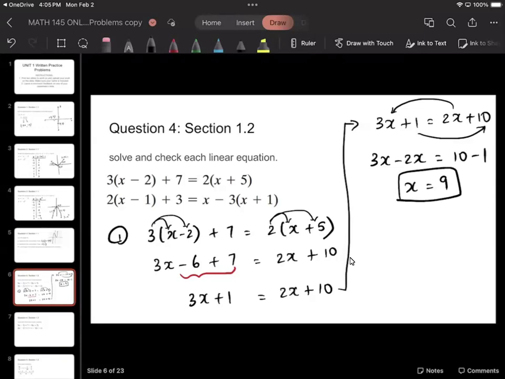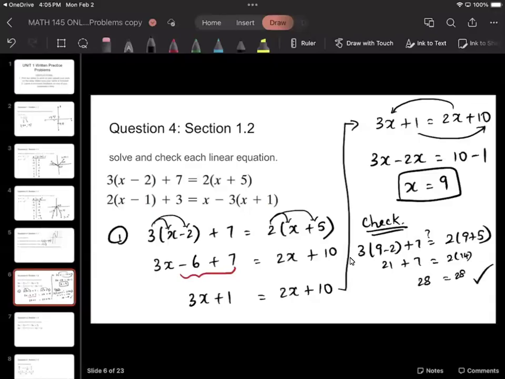So I check. How do I check? I plug it back in and check if my answer is correct. So I have 3 times 9 minus 2 plus 7. Is it equal to 2 times 9 plus 5? Let's check. 9 minus 2 is 7. 3 times 7 is 21. And then this one will be 2 times 14 is 28. 28 is equal to 28. So our answer is correct.